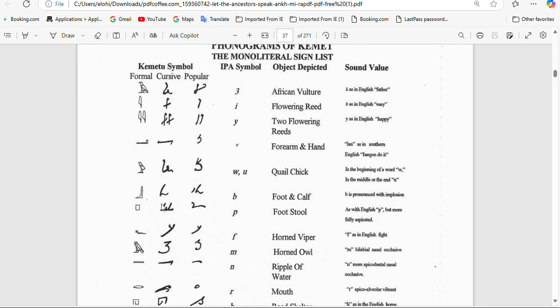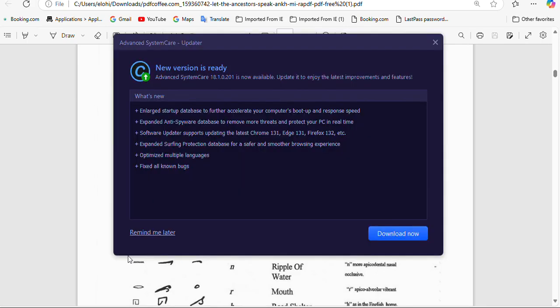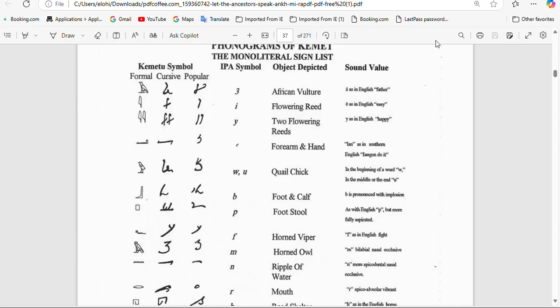This is a P in all three scripts. It's a footstool, as with the English P, but more fully aspirated, like P. It's a horned viper. We know that's an F, as in English father. This is an M right here. This is the M here, and it's a horned owl. You see it in the two different scripts. An M, bilabial nasal occlusive.